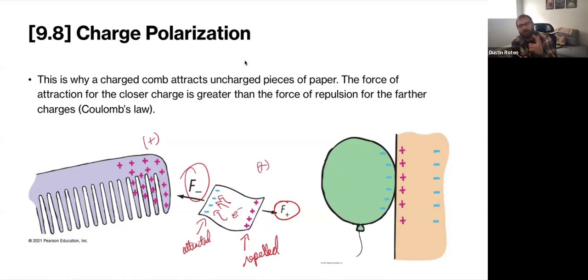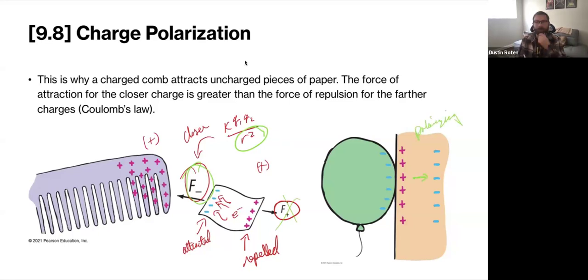Now, you'll remember Coulomb's law, which describes the force that these two sides of this paper are going to feel. And because this one's closer, remember, Coulomb's law depends on distance, right? So the negatives are closer, that force is going to be stronger. This positive side over here is further away, so it's going to be weaker. And this is essentially what happens when you rub a balloon on your hair and you put it up against the wall. You're essentially polarizing those molecules that make up the wall.